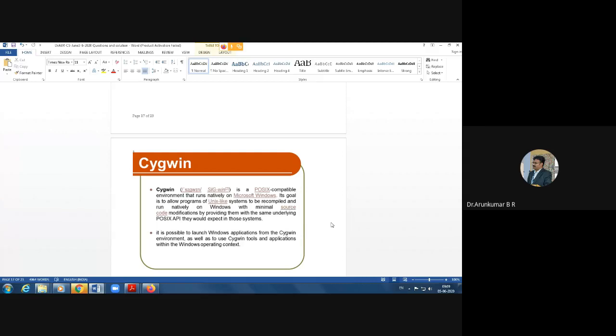Cygwin is a POSIX compatible environment that runs natively on Microsoft Windows. Its goal is to allow programs of Unix-like systems to be recompiled and run natively on Windows with minimal source code modifications by providing them with the same underlying POSIX API they would expect in those systems. It's possible to launch Windows applications from the Cygwin environment, as well as to use tools and applications within the following operating context.